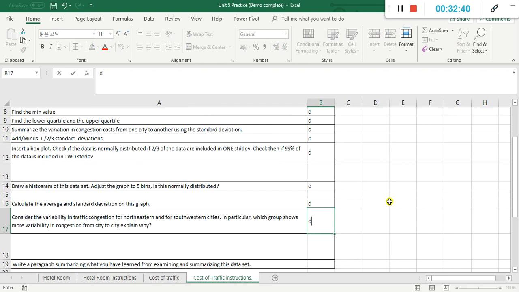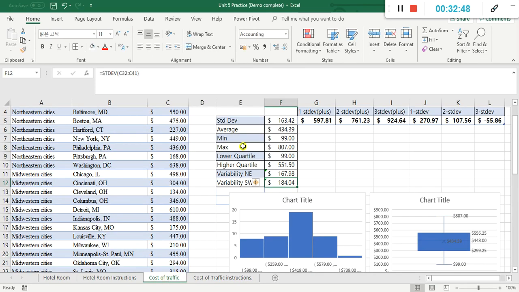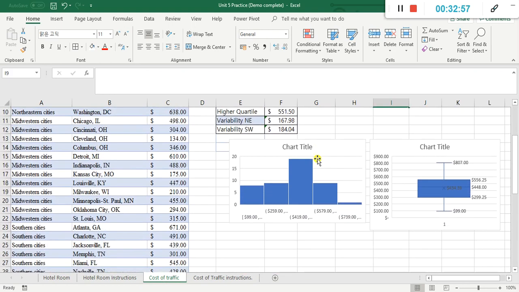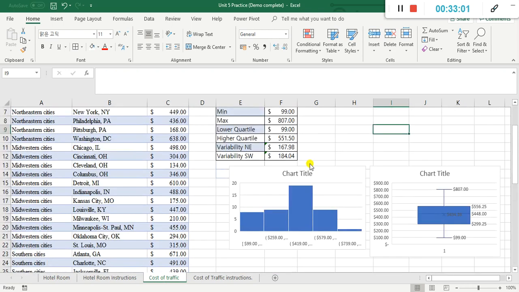Okay, so this one, write a paragraph summarizing what you have learned from examining and summarizing this data set. That one I will leave up to you. What I learned is that... I'm not going to tell you. I already know what I learned. So in this case, your graph should look this way, and you should be done.